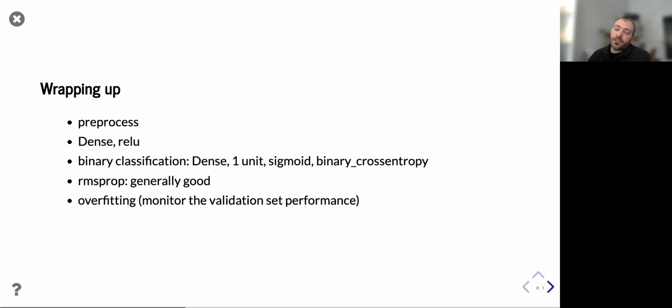Now for binary classification, which was this task, the last layer is almost always a dense layer with 1 unit as output. And we use sigmoid as the activation function. This is pretty much the standard way to do it. And a very common loss for this is, again, binary cross entropy. Now, for the optimizer, RMSprop is a generally good option. You can use Adam if you want.